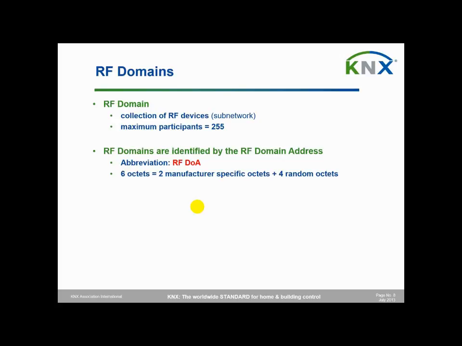The RF domain address, of which we see the abbreviation here in red, by the way, has a length of 6 octets. 2 of these octets are manufacturer specific octets, so the manufacturer identifier, and then 4 random octets. This is to make sure that 2 neighbor RF domains will not interfere with each other. That is of course the point.